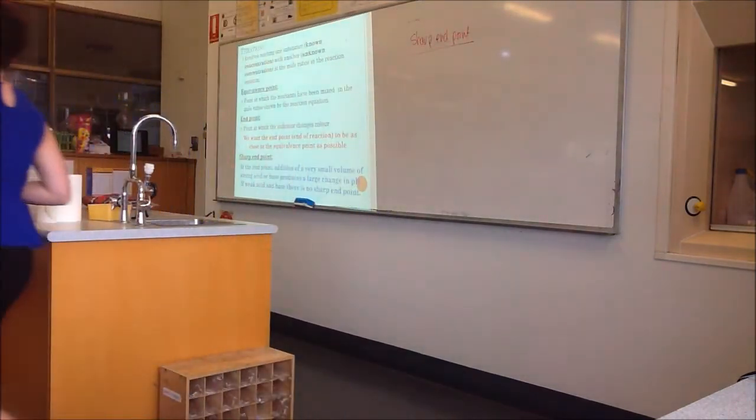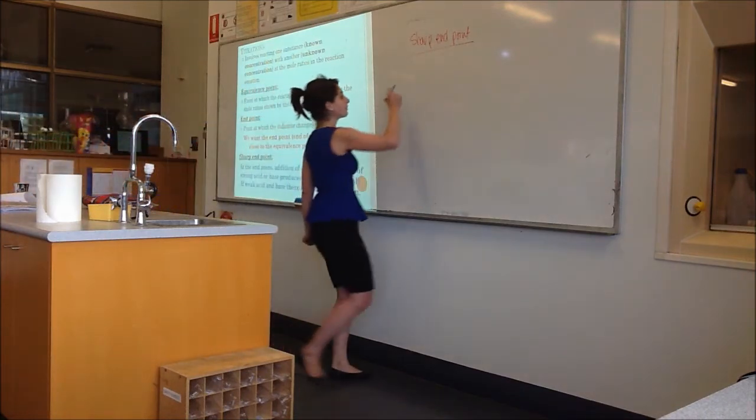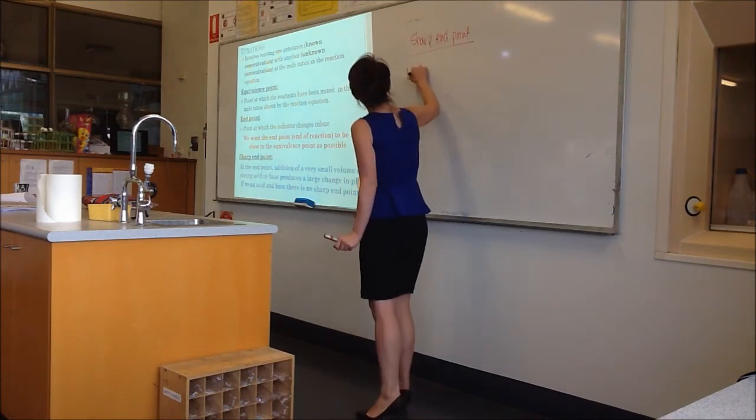This only happens when we have a strong acid or base. Why do you think it wouldn't happen when we have a weak acid or base? It doesn't change the pH as much, it's a very gradual change in pH. Okay, how can we determine when the equivalence point is? We said through an indicator.